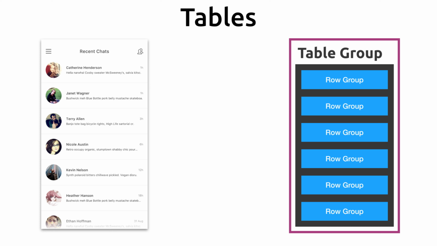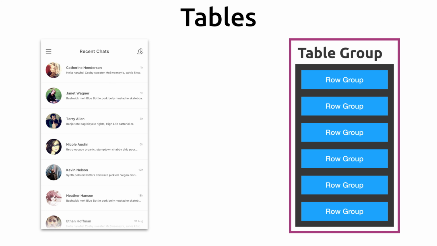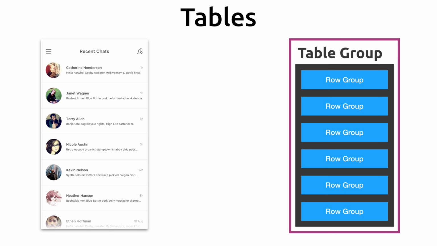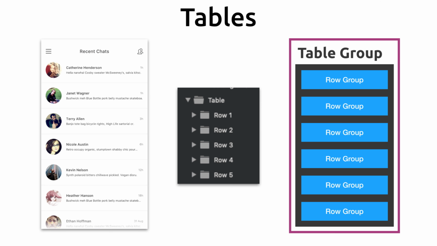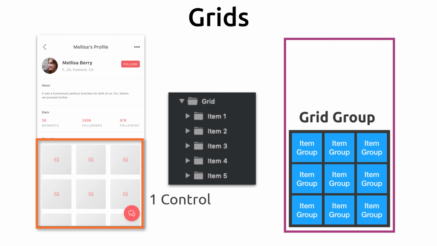Let's move on to controls that are a little more complicated, starting with tables. The rows in a table are a single control, so this would be a single group. But then the table itself is also a single control, and this is made up of a group of rows. So in your design program, it might look something like this. You have a table group with row groups within it. Grids have the same concept. Each item or cell in a grid is one control, and all the items fall within one grid.